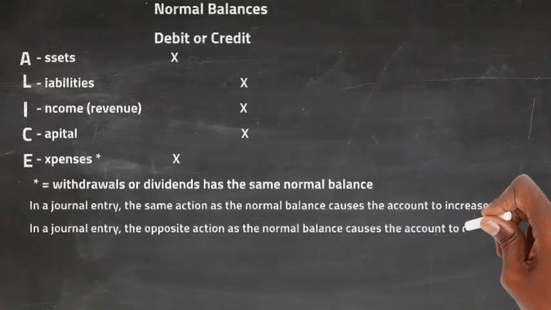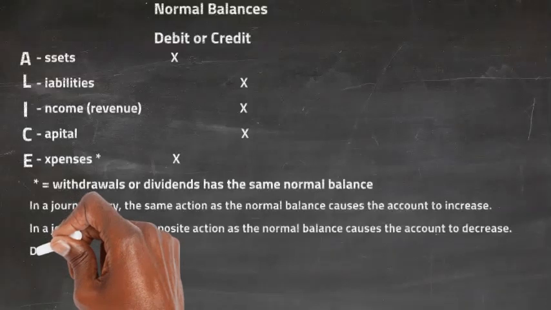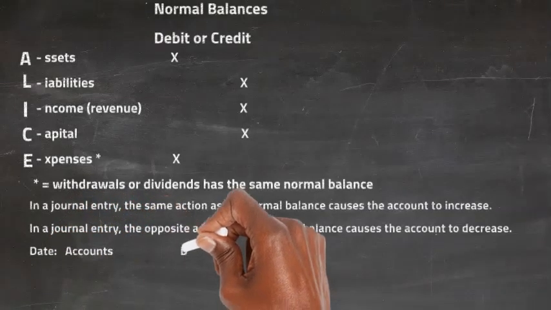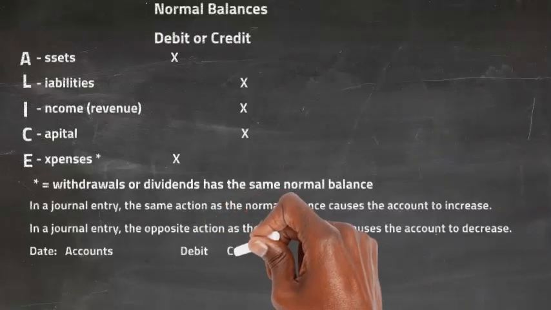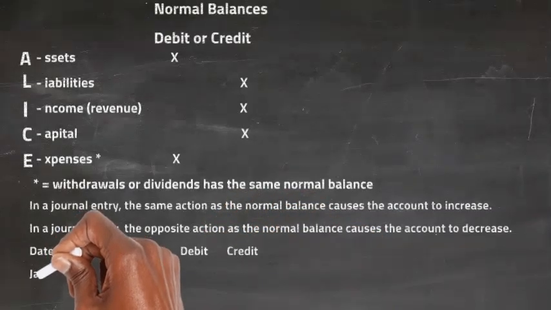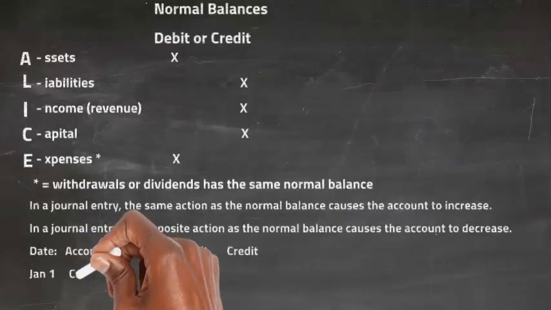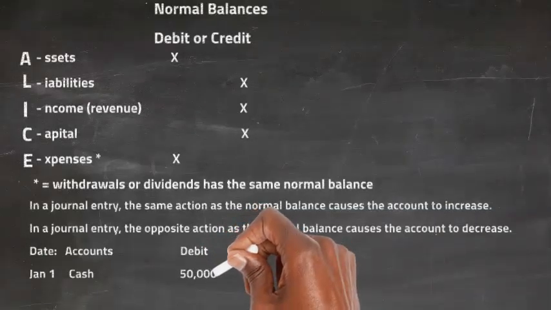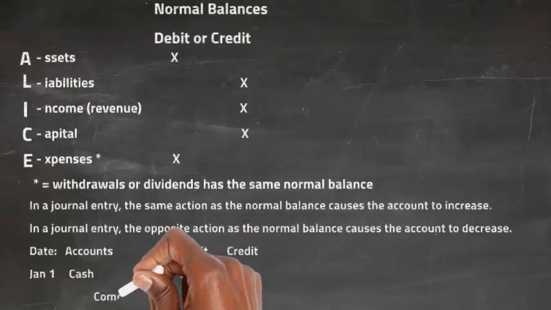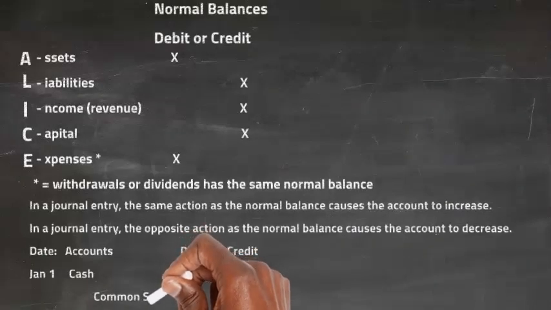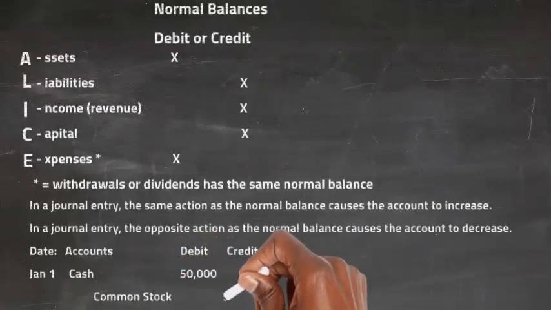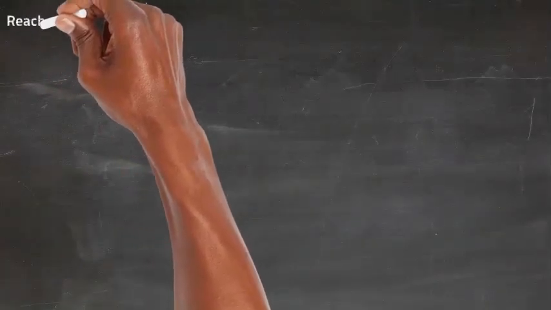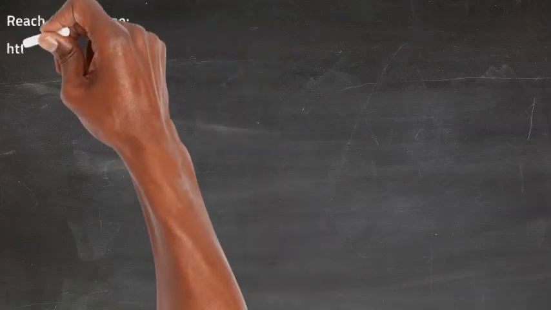We make a journal entry and we say, hey, we need a date, we need an account affected, we need a debit or credit. And if we have a business where the owner deposited $50,000 in the business for business purposes, we say debit cash, 50,000, credit capital, or common stock in this case, 50,000. Assets go up with a debit, capital, common stock goes up with a credit. Notice debit and credit, they're very specific.